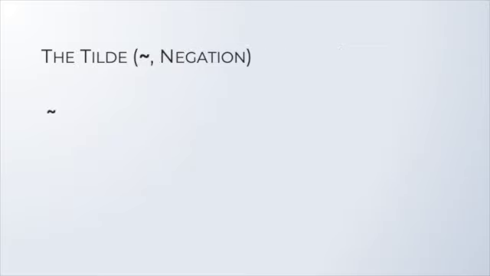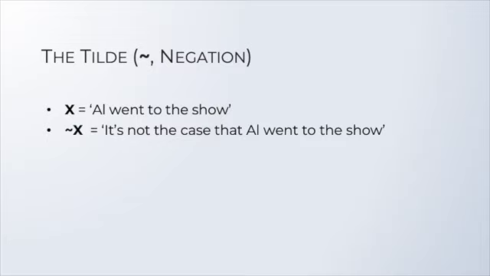The next operator is the tilde. The tilde is the squiggle that you see here. It is also called the negation or denial operator, and it is used to model English expressions such as "not," "it is not the case," and all the ways in which you could explicitly deny the content of a statement. So, for instance, if X is "Al went to the show," tilde X would represent "it is not the case that Al went to the show," or more briefly, "Al didn't go to the show."